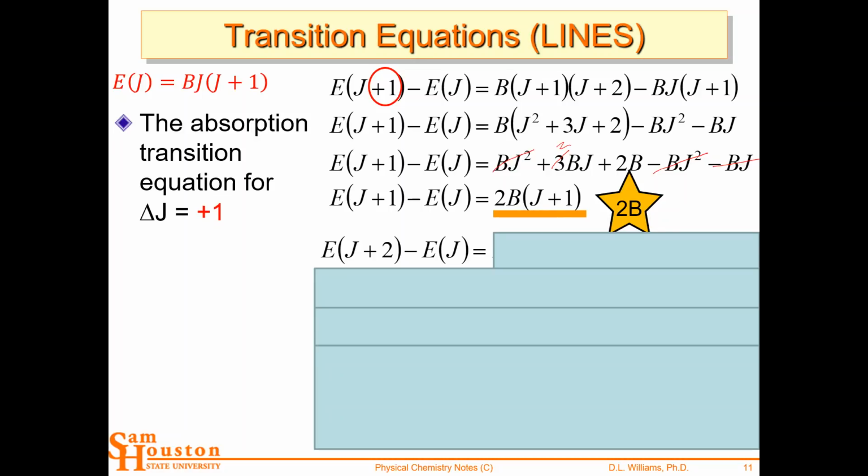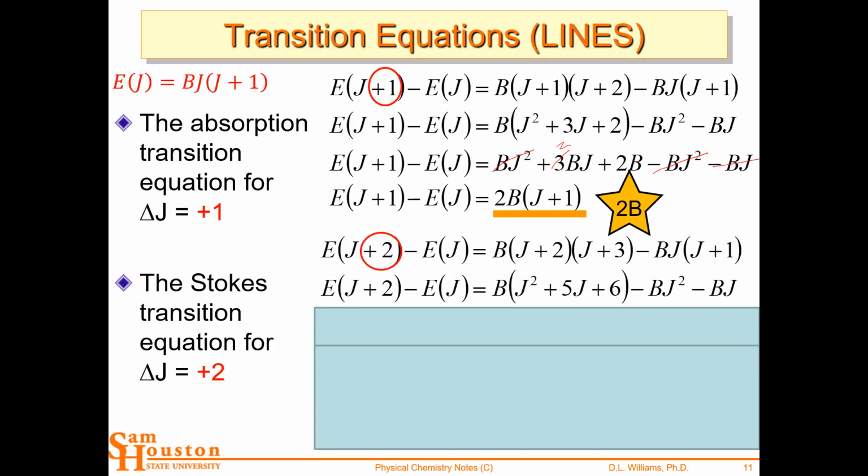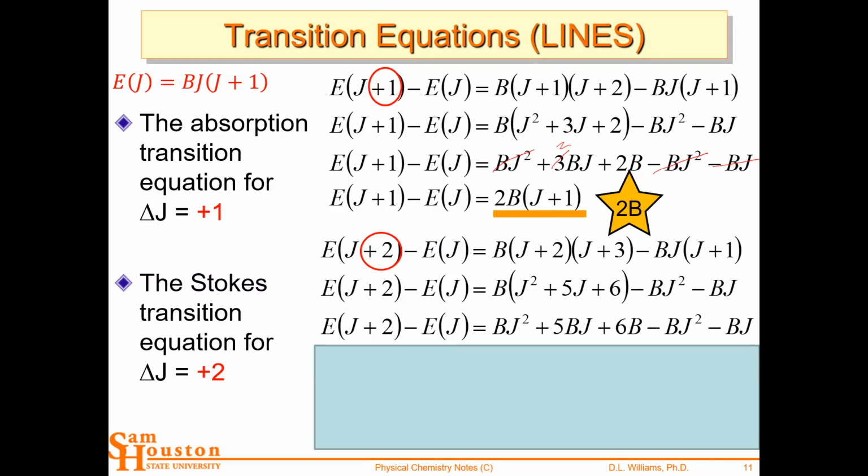Okay. Let's do the Raman. So the Stokes transition equation, delta J plus 2. So we put that +2 in for the energy equation and then subtract the energy equation. So this is the setup: B times (J plus 2) times (J plus 3) minus B times J times (J plus 1). Now the polynomial is J squared plus 5J plus 6. We get the same nice cancellation of the squared terms. These go away here and here. We lose a B from this, so it's 4.